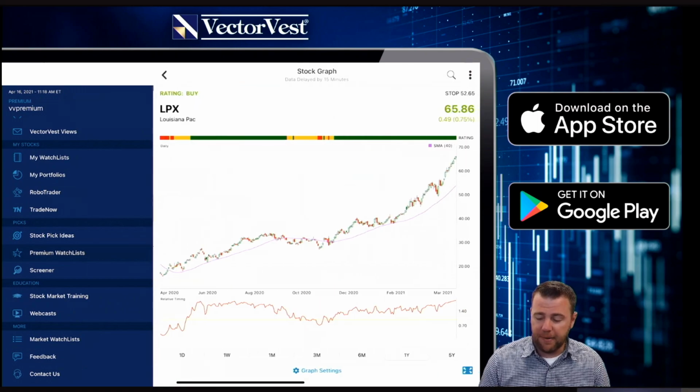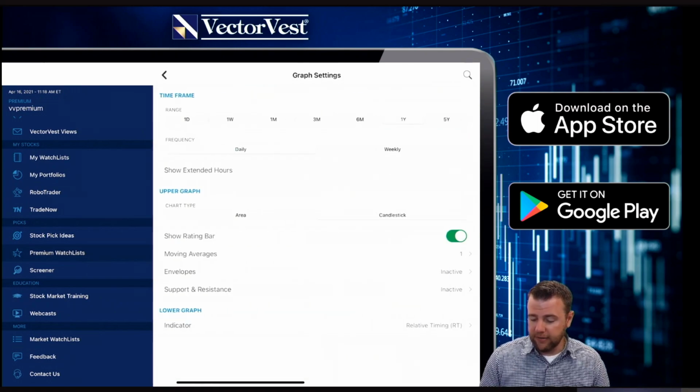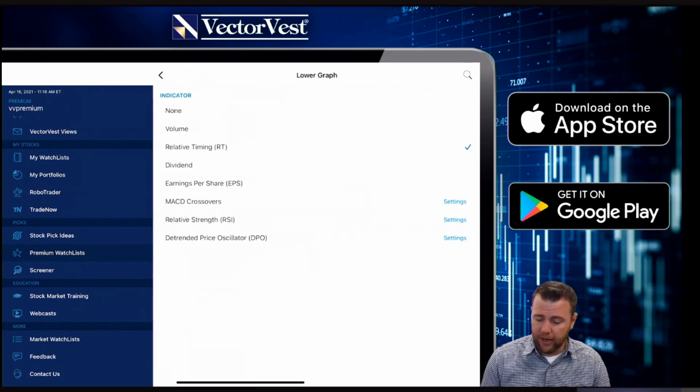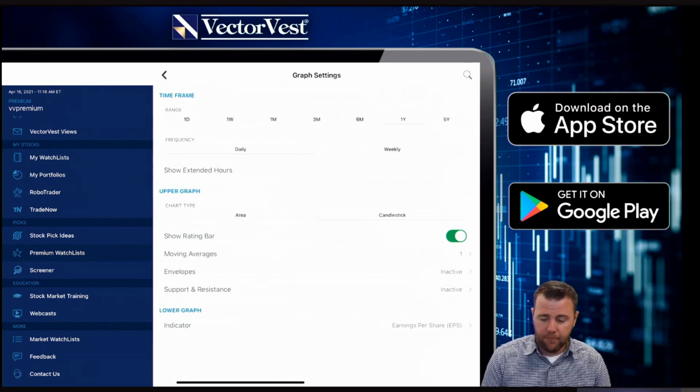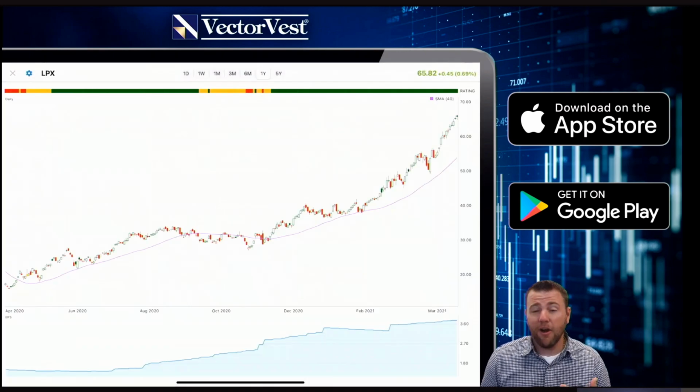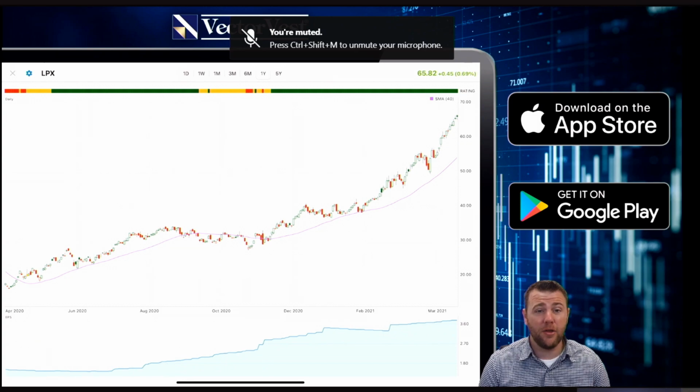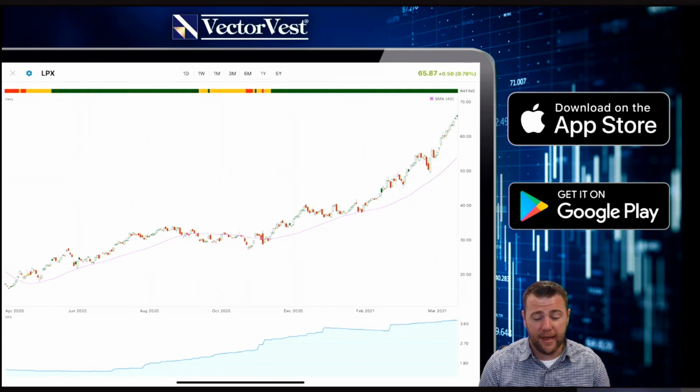We'll take a look at the graph by tapping on it there. We'll change our graph settings and come down to the lower indicator and change it to earnings per share. Because if you're not familiar already, earnings are the engines that drive stock prices higher over time. So LPX is our first stock, and there are a few key things we're going to look for. We want a nice steady rise from bottom left to upper right in price action. We want to see a nice steady rise in earnings per share from bottom left to upper right, like a stair-step pattern as well. Well, I don't know about you guys, but that's exactly what I see with LPX.